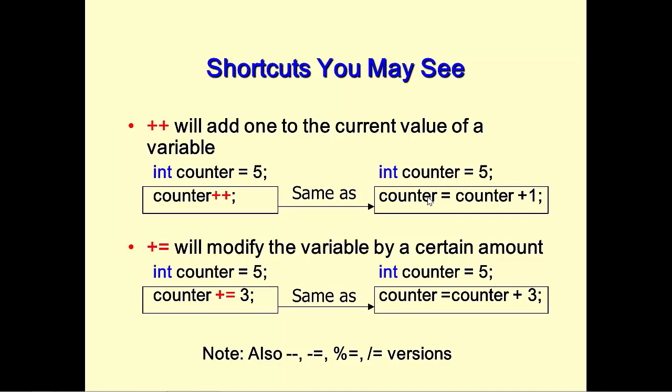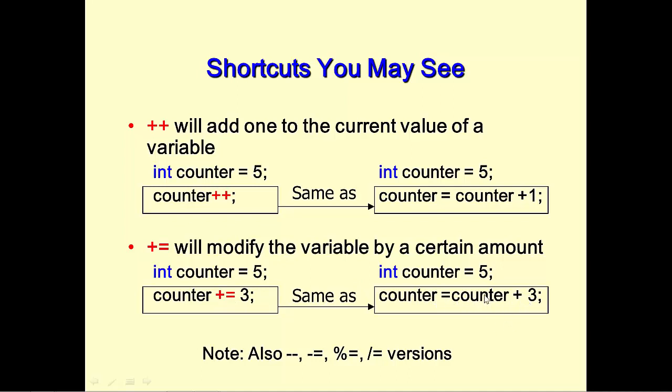Now, similar to that, we have a plus equals operator. And this is going to modify a variable by a certain amount. It can be positive and it can be negative. It doesn't really matter. But anyway, let's look at the example here. Int counter gets 5, semicolon. So I've got this variable counter. And then when I say counter plus equals 3, that's the same thing as saying counter gets counter plus 3.